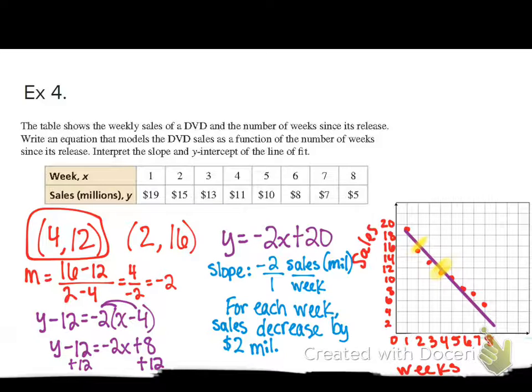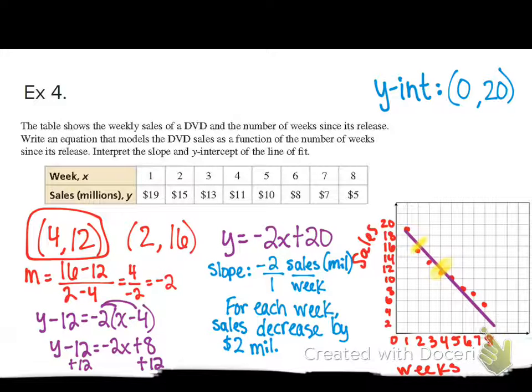Okay, we also are asked to interpret the y-intercept. So I'll do that up here at the top. I'm running out of space. What is the y-intercept in this case? 20, but as an ordered pair, what, comma 20? Careful, for the y-intercept, x is always 0, so 0, comma 20. So if this is our y-intercept, how many weeks have passed since the release at this point? How many weeks?